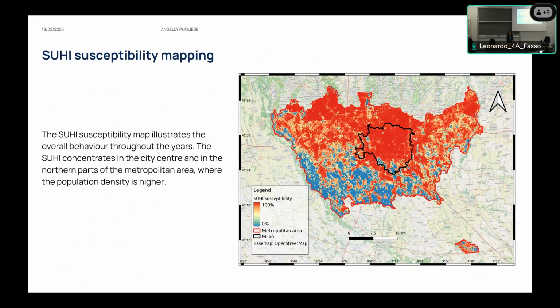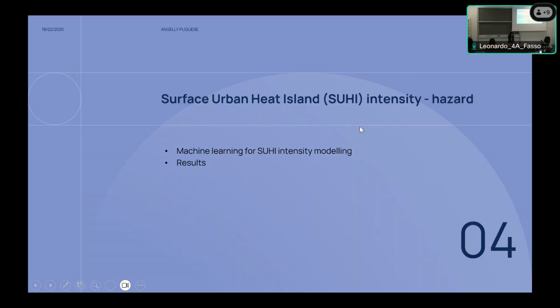It just gives us a characterization. So it's the likelihood of a surface urban heat island happening in that specific location in terms of percentage. It's a very general characterization of the surface urban heat island phenomenon. And we can see that for sure where there are concentrated built-up areas, the surface urban heat island is quite high. Also in the north, where there are more towns.